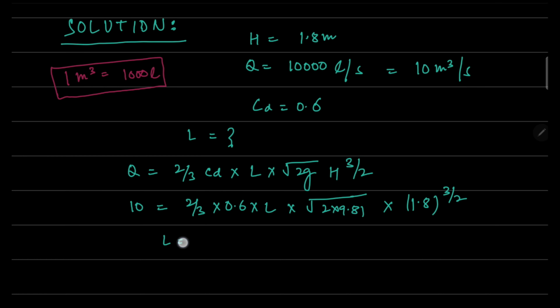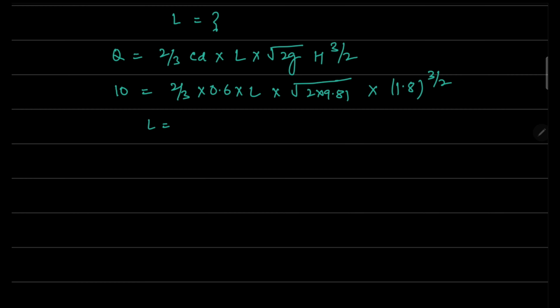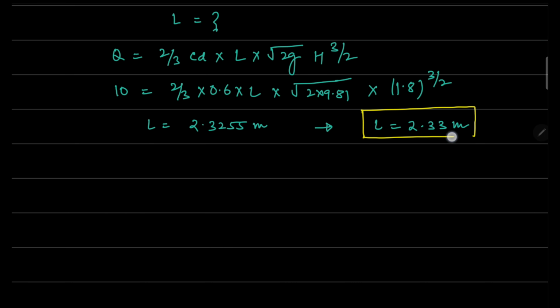So L is coming out to be 2.3255 meter. However, the preferable answer should be to 2 decimal digits, because this is the length of the crest. So you can write that this is 2.33 meters. So that is your answer. The length of the crest is this one.